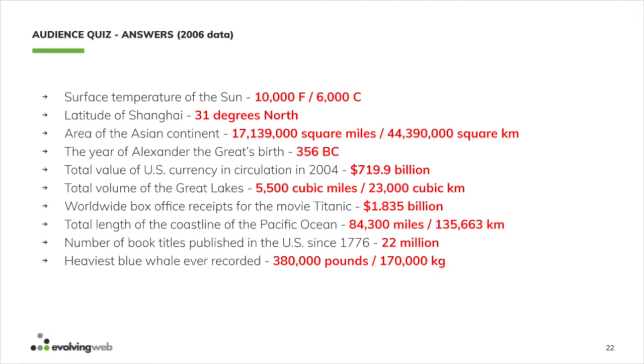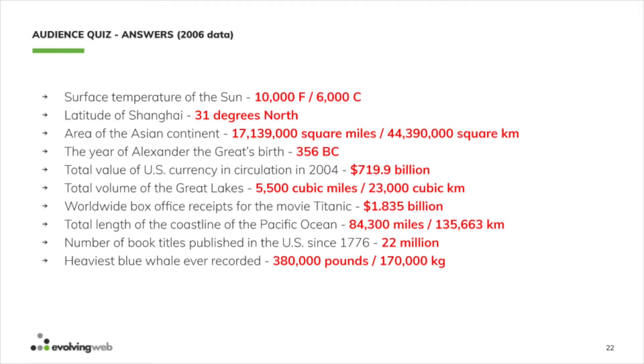No judging. Next, 30K to 50K kilometers. 30 to 50K was quite off. And then we said 100 million to a billion, yeah. Quite off. And then heaviest blue whale, we said 5 to 10 tons. Okay, so you got two right. Two rights out of 10. Okay. Two right out of 10.